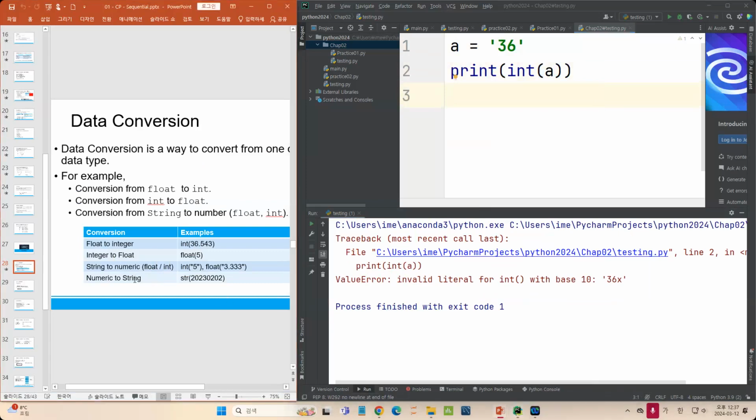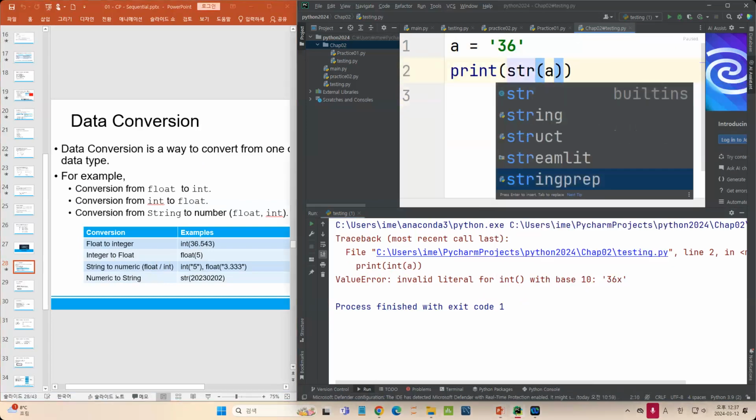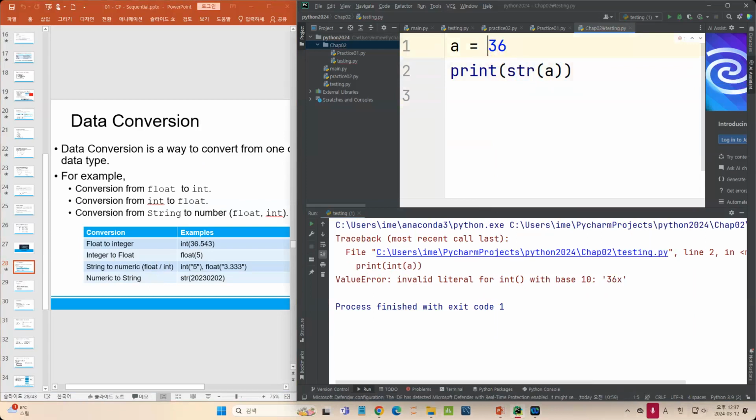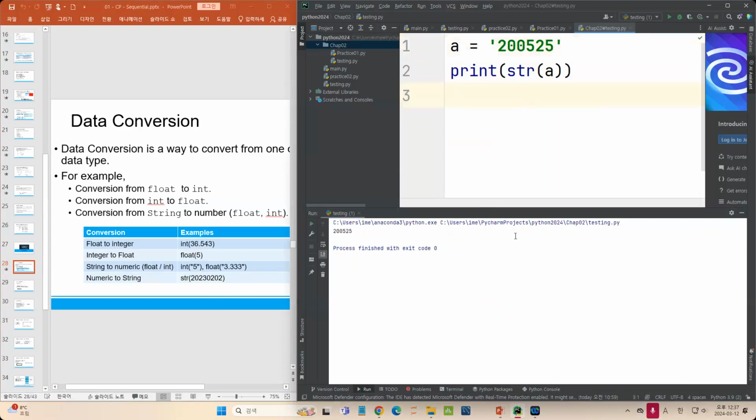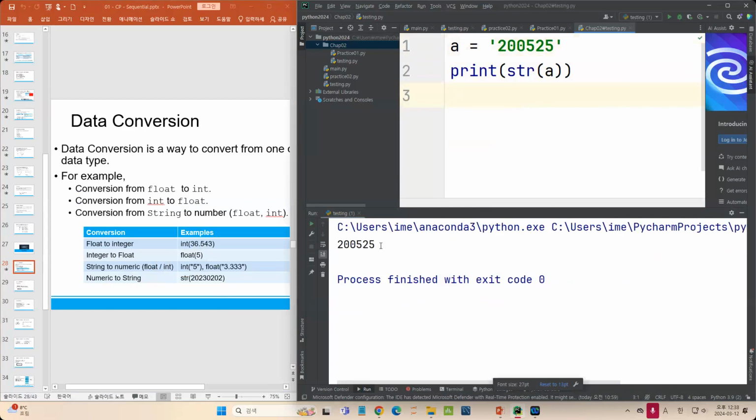If you want to change from numeric to string, you can use str. So if I have a number, let's say 20/05/25, this is a person who was born in 2020 on May 25. Now I want to make it a string. So it is a string, but we cannot see it. When it is printed here, it seems like numbers. We cannot distinguish this result, but it is already a string.